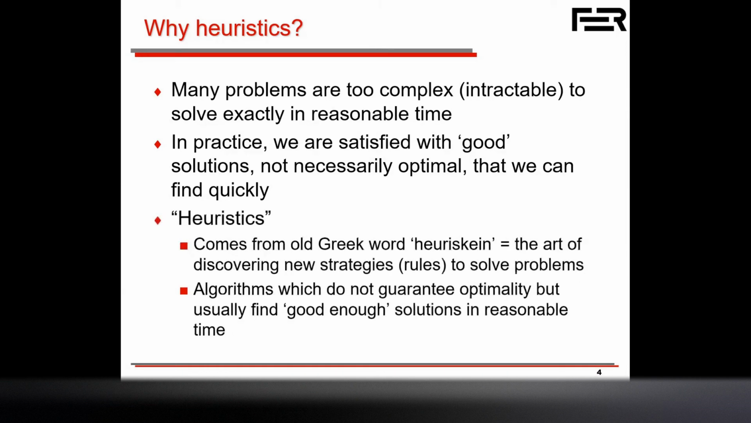The notion of heuristics comes from the old Greek word heuriskin, so the art of discovering new strategies. Like I said, heuristics are algorithms which do not guarantee optimality, but usually find good enough solutions in a reasonable amount of time. I already mentioned the term meta-heuristic. This term was introduced by Fred Glover in 1986. And like I said, this refers to some kind of general methodology or a template that can be used as a guiding strategy in designing various heuristics to solve optimization problems.